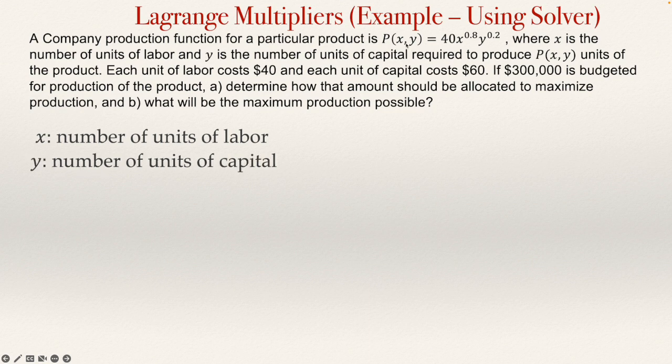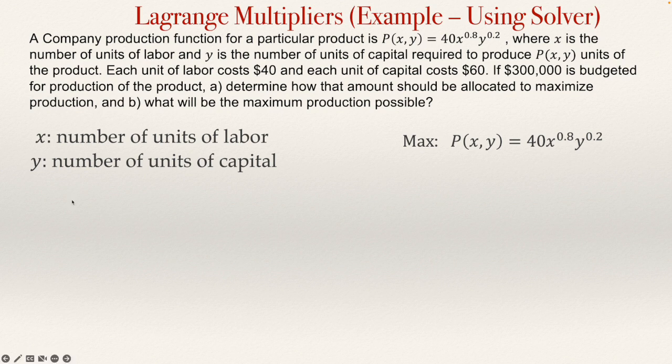And we have already the function that we need to maximize. The question is, maximize the production function P(x,y) equal to 40x^0.8 y^0.2. There is one constraint, and we observe here that we have $300,000 budgeted for the production of this product, and the unit of labor costs $40 and the unit of capital costs $60. So we have a constraint here. The cost cannot be more than $300,000. It should be $300,000. We have $300,000 in our budget.